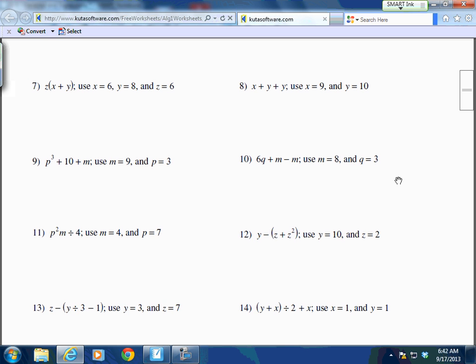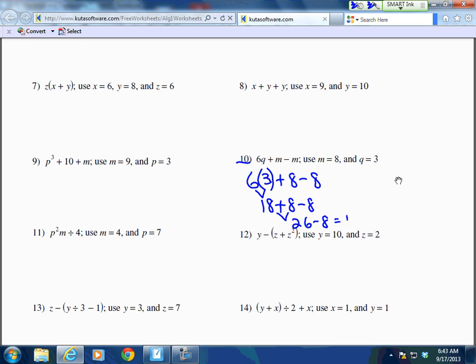All right. How about this one? Number 10. 6q plus m minus m when m is 8 and q is 3. So I've got 6 times 3 plus 8 minus 8. 6 times 3 is 18 plus 8 minus 8. 18 plus 8 is 26, minus 8 is 18. Okay, hopefully you got that one.